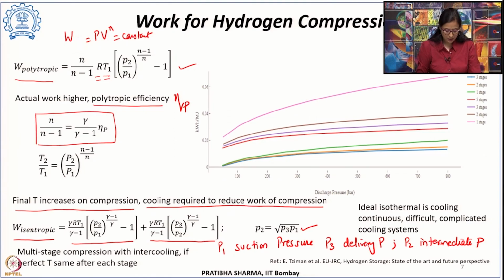Now, if we consider a multi-stage compression with intercooling in between, after each stage we are cooling the gas down to its initial temperature by introducing an intercooler. It does not become an ideal isothermal process, but we are trying to keep the temperature the same after every stage, and using that we can reduce the work of compression.